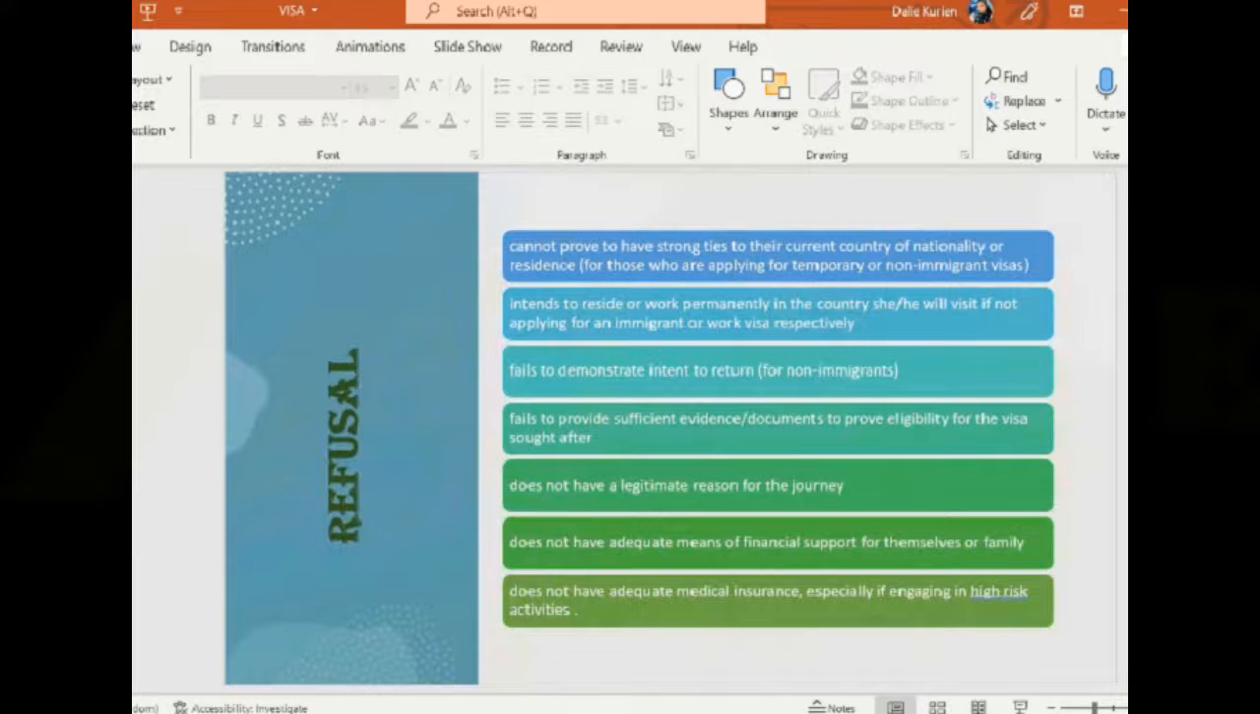Then they cannot prove to have strong ties to their current country of nationality or residence. So if they are asked why they are coming here and they don't know what the country is like, they don't have any idea of the country, in that case also there might be a visa refusal. Also, if they intend to reside or work permanently in the country they will visit, without applying for an immigrant or work visa respectively.